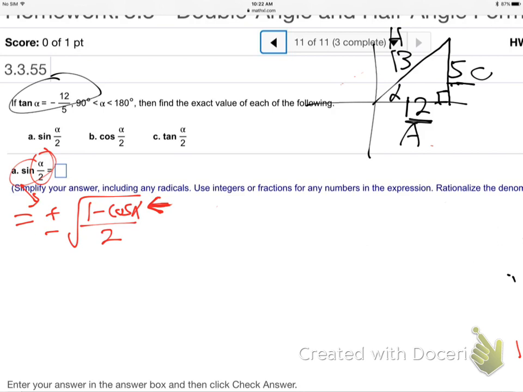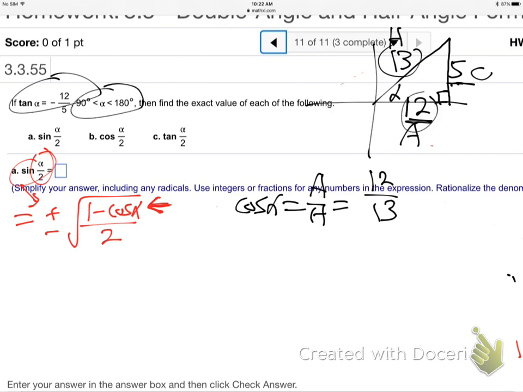So that's tangent. And what do I want? I want cosine. So what's the cosine? Adjacent over hypotenuse, 12/13. But is it positive or negative? Well, it's actually second quadrant, even though I'm drawing a triangle in the first quadrant. It's really second quadrant. All students, only sine is positive, so cosine is negative.